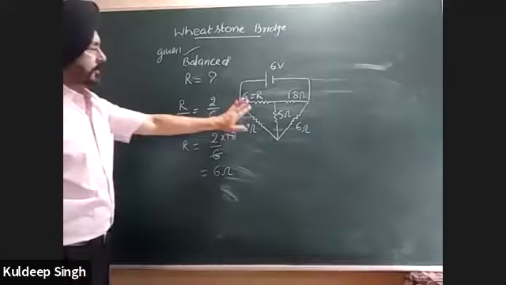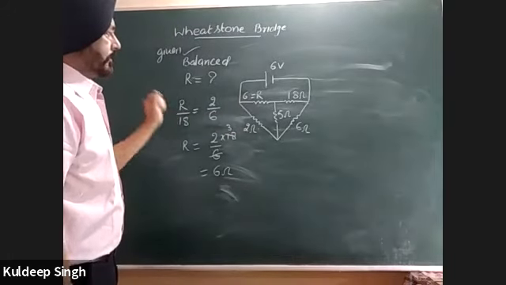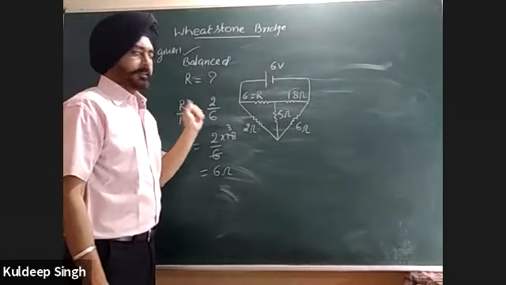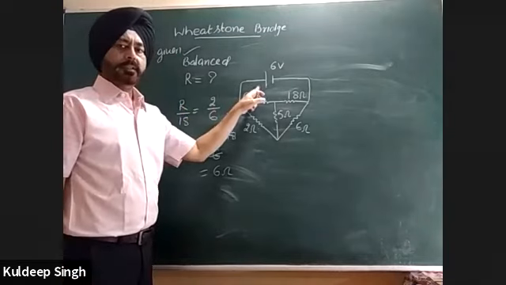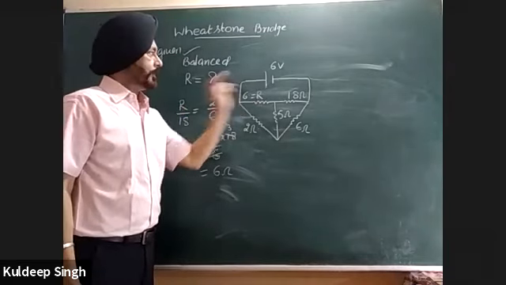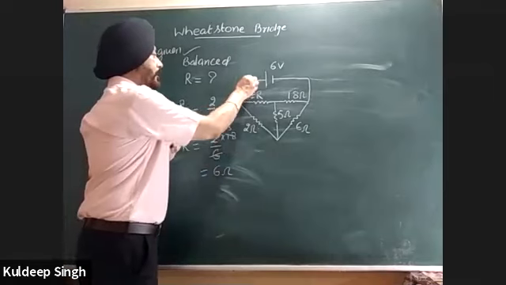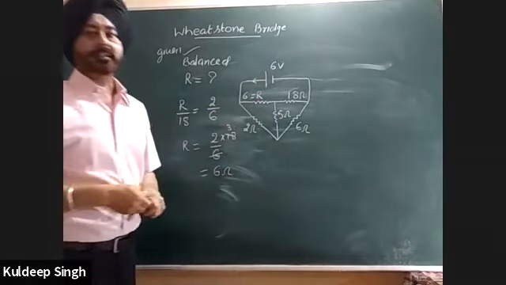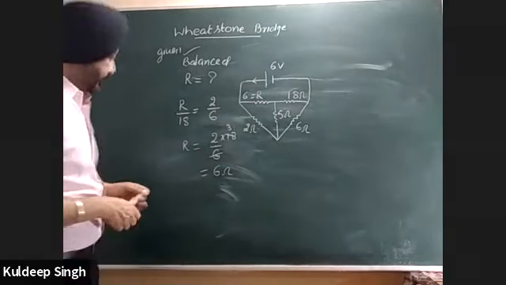Sometimes this question will be there. Even the examiner can also ask, what is the total current drawn by the circuit from the battery. Then you can find the total current by using series and parallel combination.